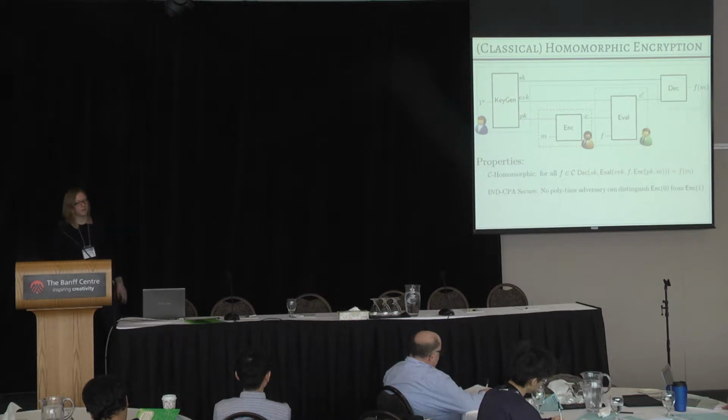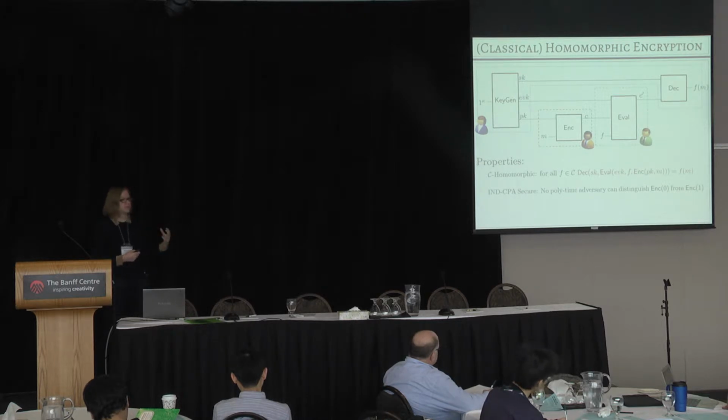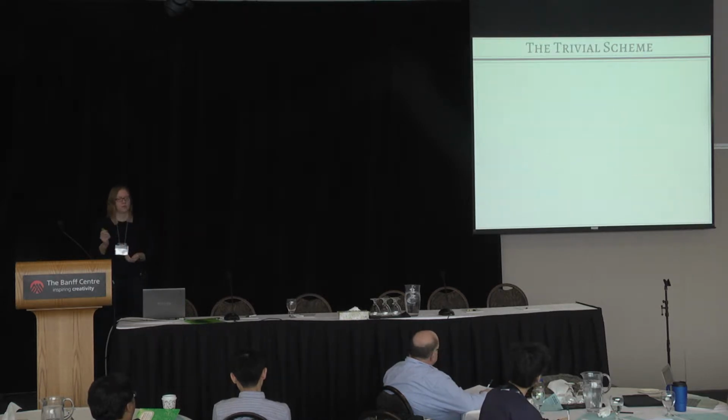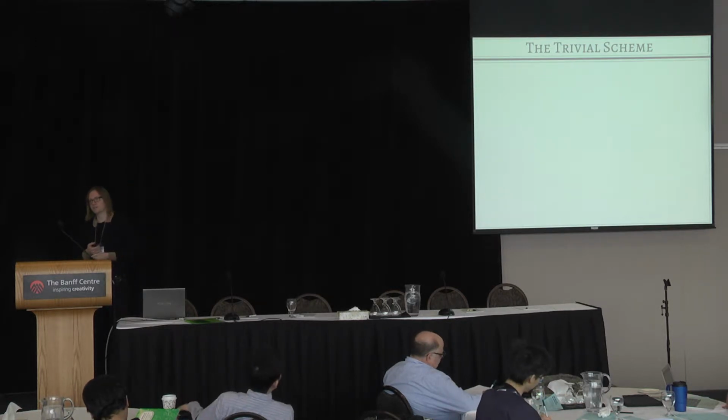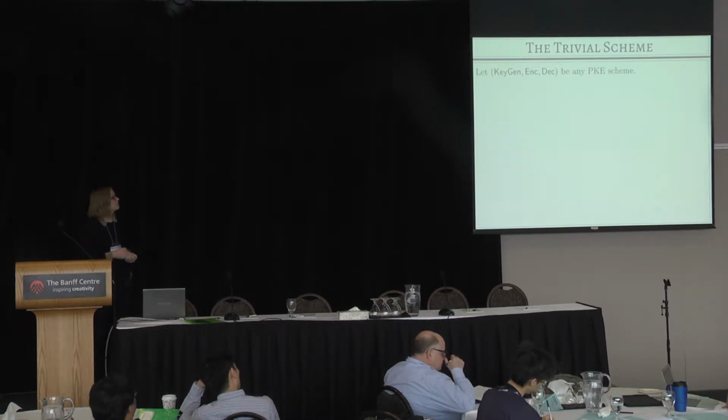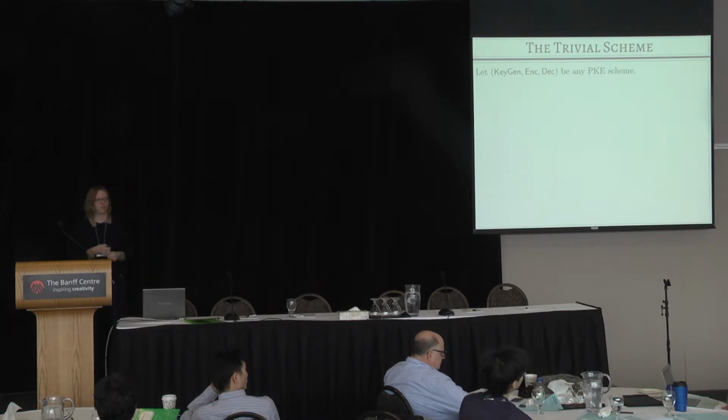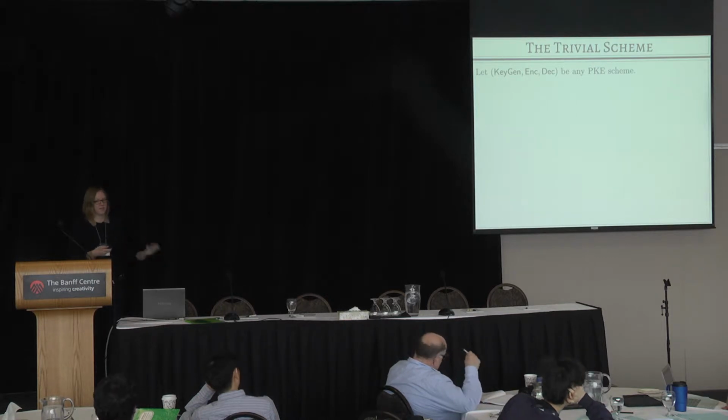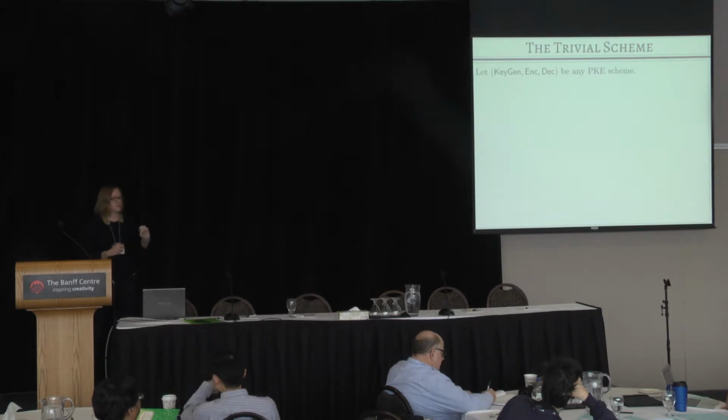Finally, there's one other property that we're going to require. To motivate this third property, I'm now going to explain how we could trivially construct a scheme that has both of these properties. This scheme is called the trivial scheme, and it's going to be homomorphic for all circuits, and it's going to be secure. We start with a regular standard public key encryption scheme that has a key generation procedure, an encryption procedure, and a decryption procedure, but does not have any kind of evaluation procedure.